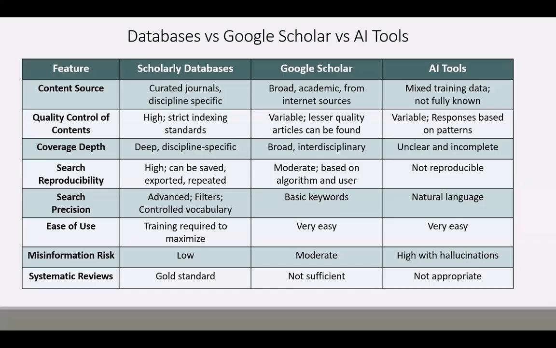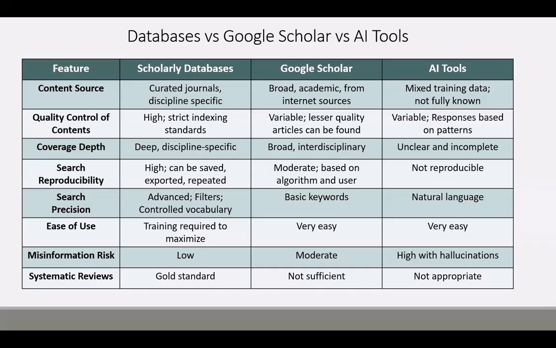In Google Scholar, it's less reproducible because they just kind of use basic keywords and the outputs are based on the algorithm and the user's behavior. So I could run a search, somebody else could run a search. We may see different results based on our past activity. So that's less reproducible, but obviously it's very easy to use.